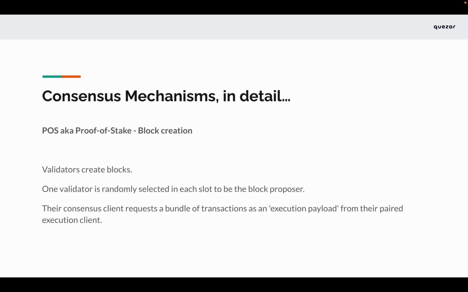In proof of stake, blocks are created by validators. One validator is randomly selected in each slot to be the block proposer.